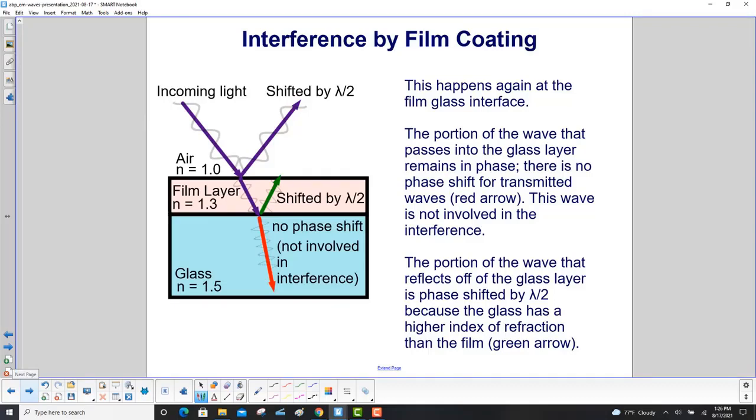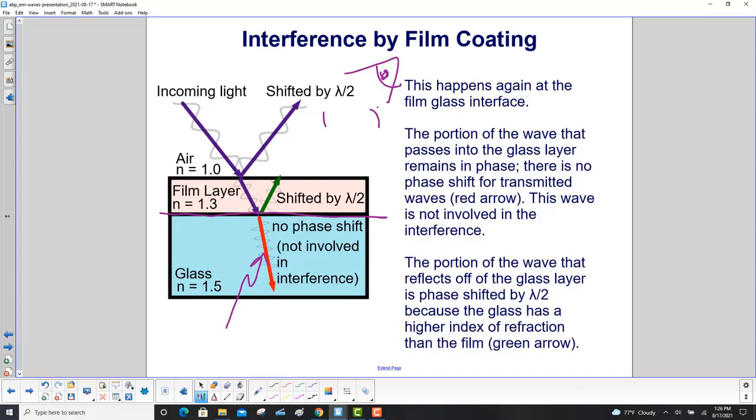This happens again at the film-glass interface. That's this right here. The portion of the wave that passes into the glass layer remains in phase. There is no phase shift for transmitted waves. However, this wave is not involved in interference because it's not going to come back up here. And this is where the other person is observing what's going on.